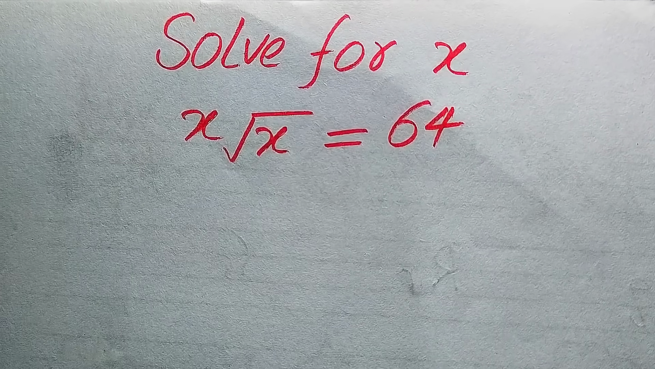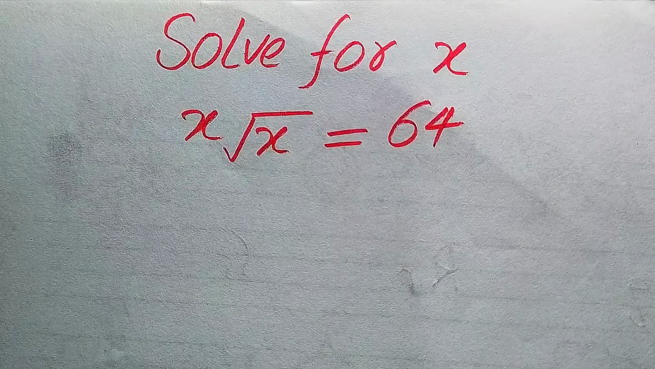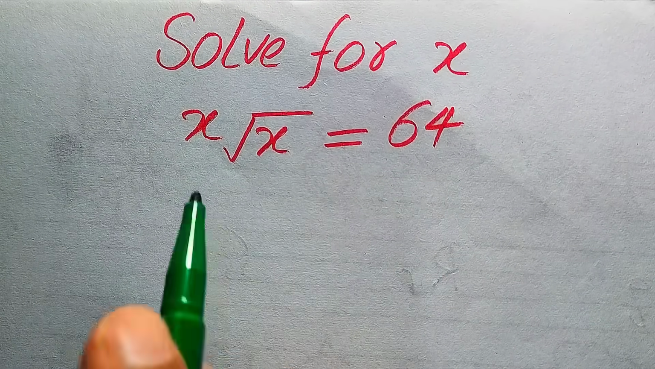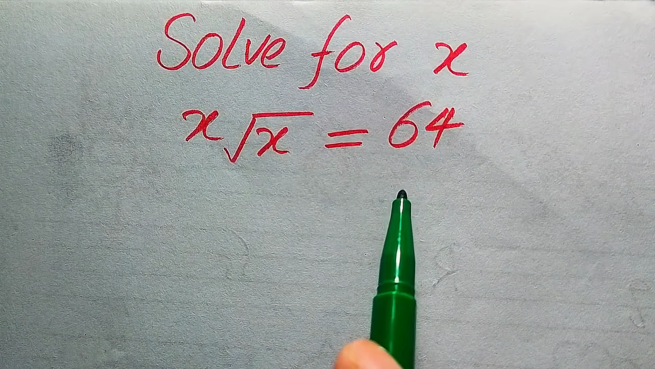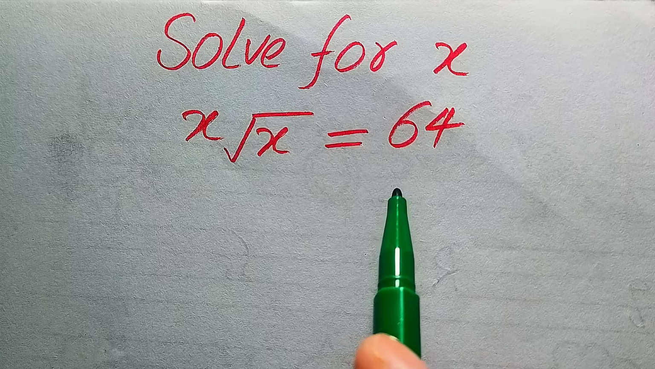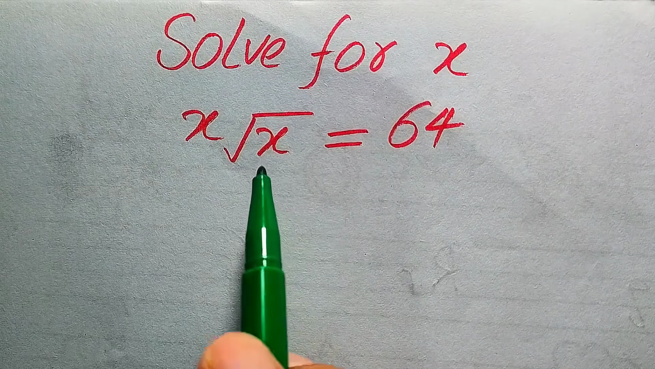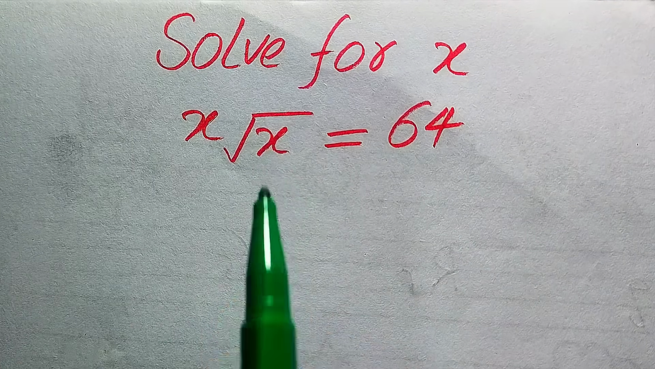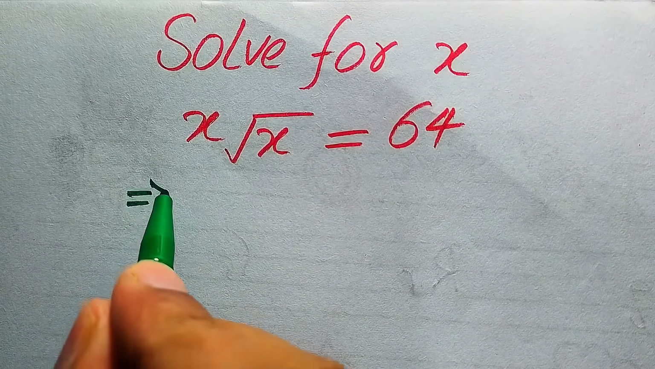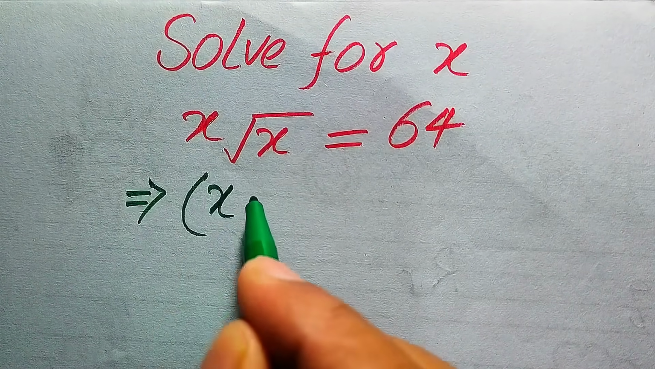Hello everyone, how to solve this problem for the values of x: if we have x times the square root of x equals 64, and we solve this problem for all the values of x. So here first we need to remove this square root sign, and in order to remove this square root sign we need to take squaring on both of the sides.